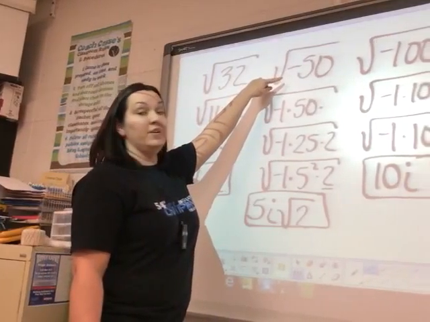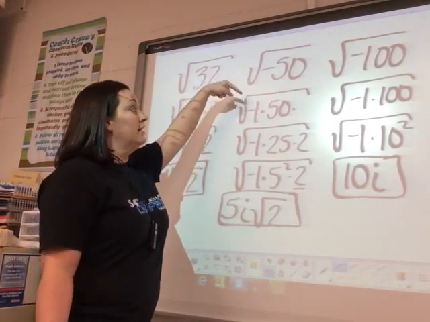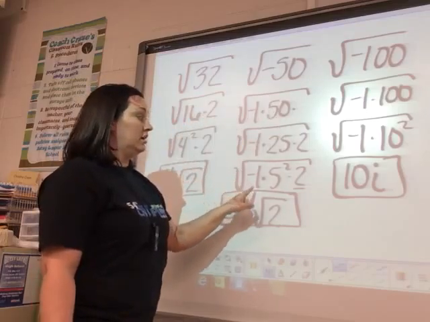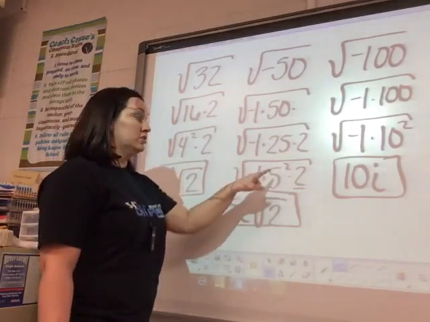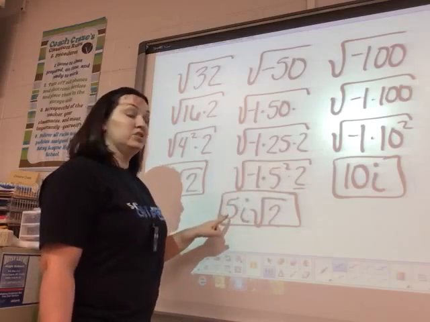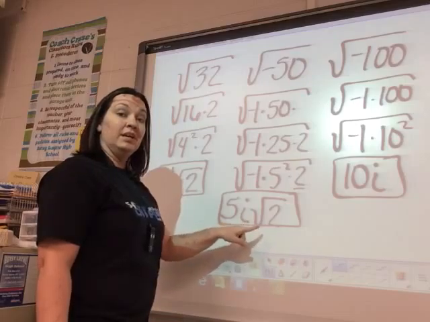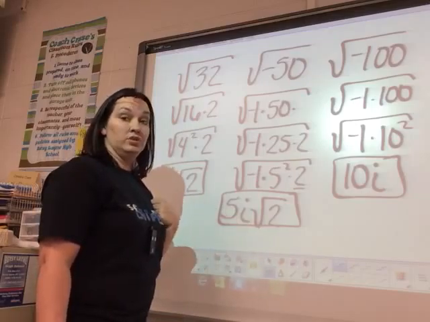Reducing radical negative 50, that's going to be an imaginary answer. That's negative 1 times 50, which is negative 1 times 25 times 2. Negative 1 times 5 squared times 2. The square and the square root cancel to give you just a 5 on the outside. The negative 1 is your imaginary piece that comes outside, and the radical 2 stays, so 5i radical 2.